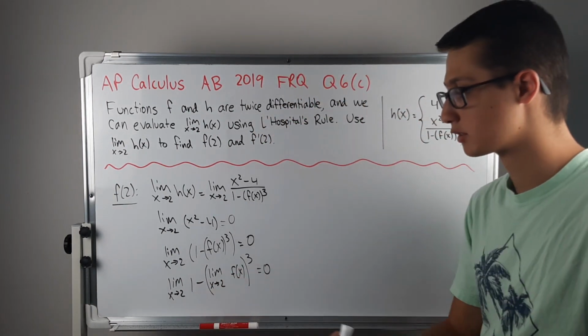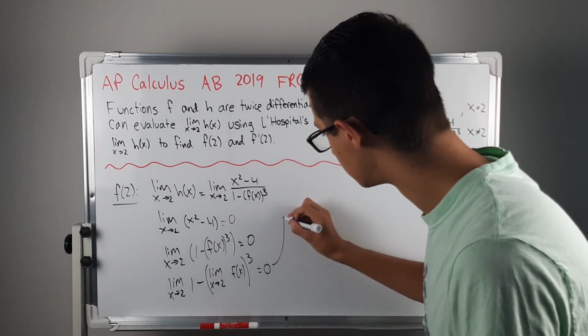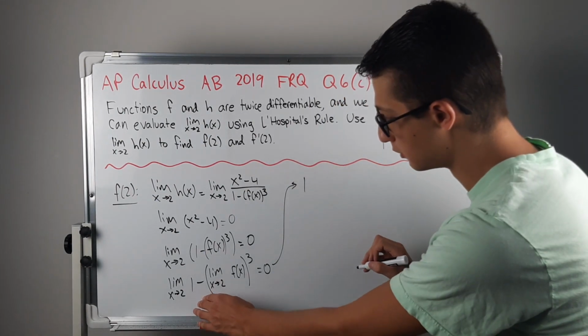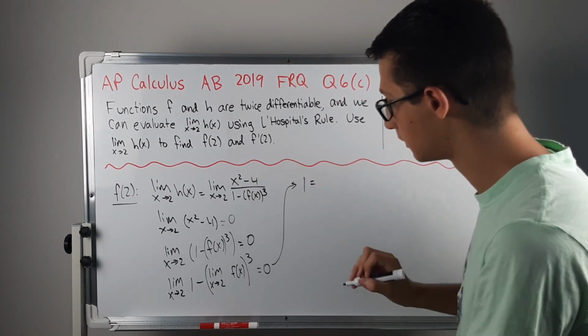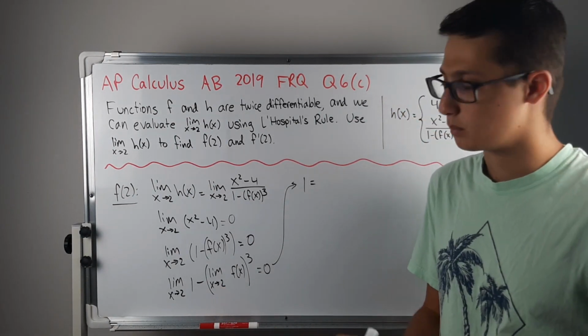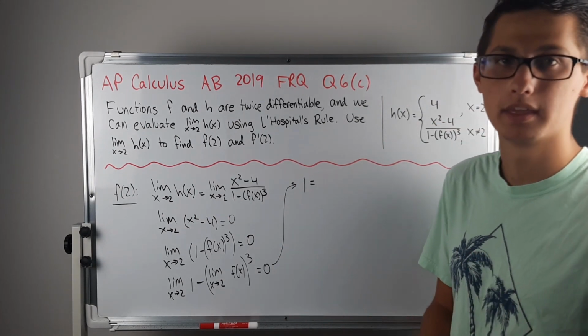And the limit as x approaches 2 of a constant is just that constant. So I'm going to put this up here. What we get is 1, and I'm going to move this to the other side. 1 is equal to the limit as x approaches 2 of f of x, cubed. What would that be? Well, we can't really do much with that, but we can do one thing.